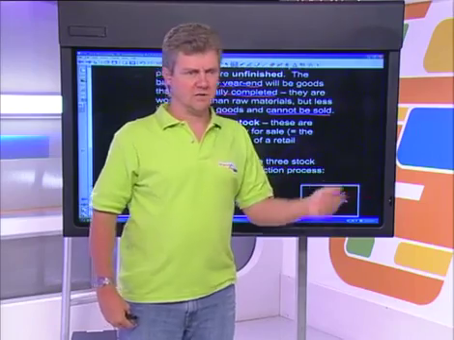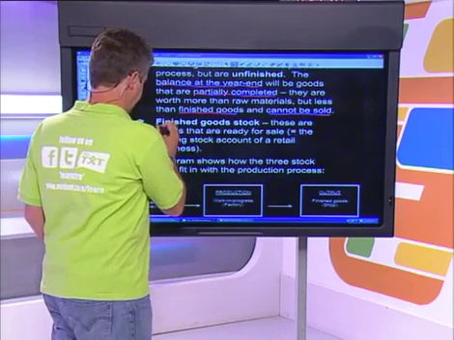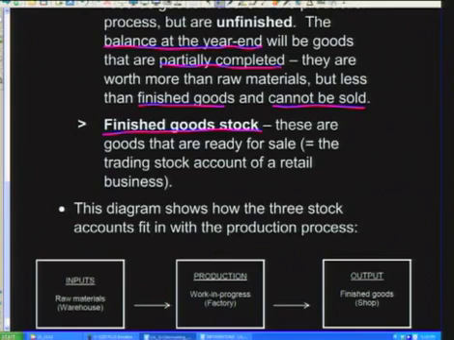So once my goods are completed, I take them out of the factory and I'll put them into my shop where I sell them to a retailer or where I sell them to somebody else. Once those goods have been completed, we call them finished goods stock. That is our third ledger account, finished goods stock. They are our goods that are now ready for sale.